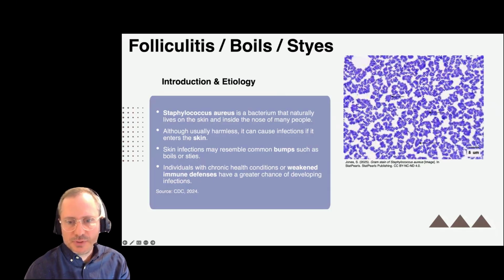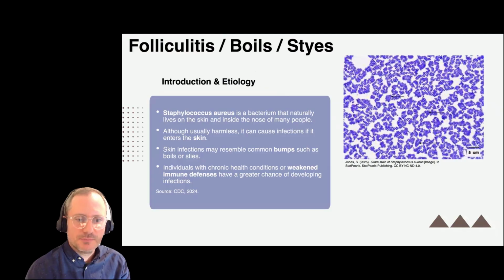Staphylococcus aureus naturally lives on the skin and inside the nose of many people. Most of the time it doesn't cause problems, but when it enters the skin, it can lead to infections that look like bumps or pimples. People with weakened immune systems or chronic health conditions are particularly at higher risk. As shown in the image here, you can see that the bacteria appears clustered and can easily colonize skin surfaces.